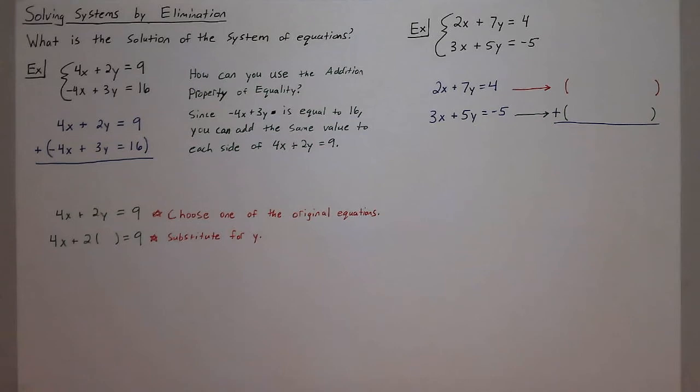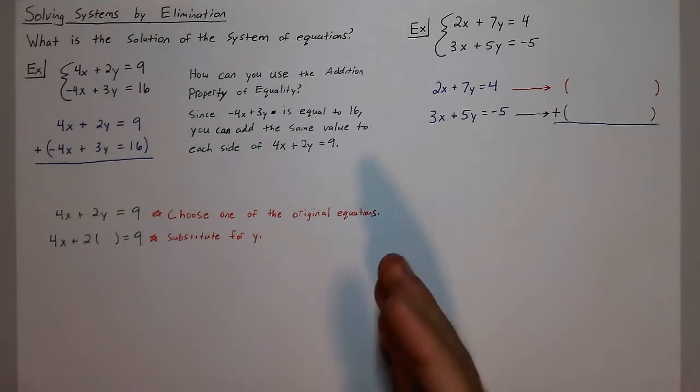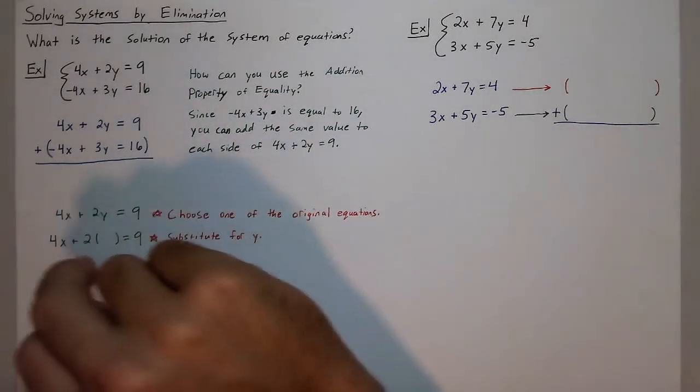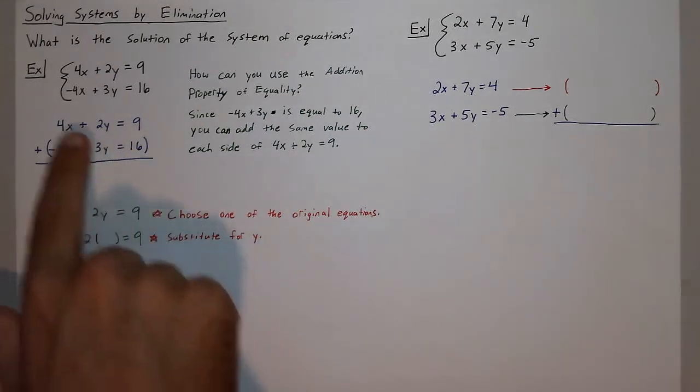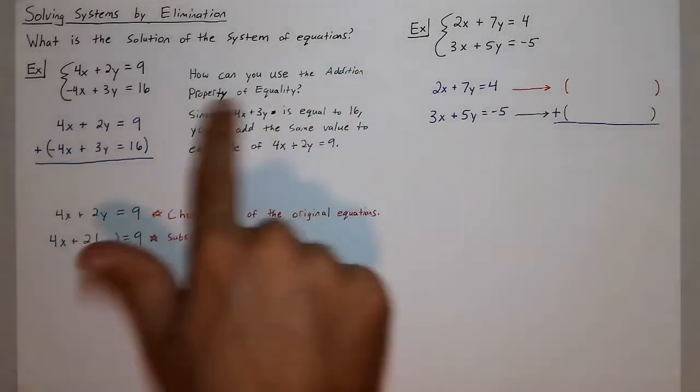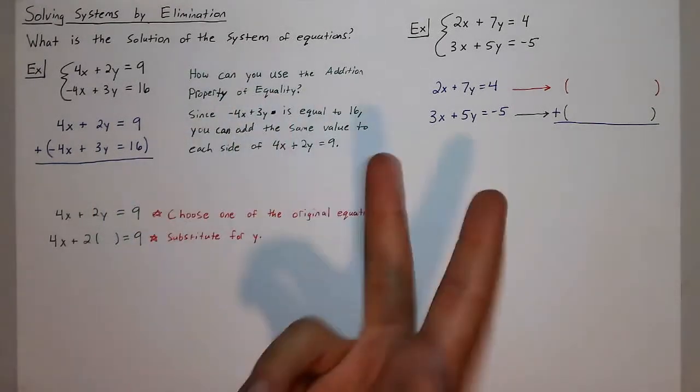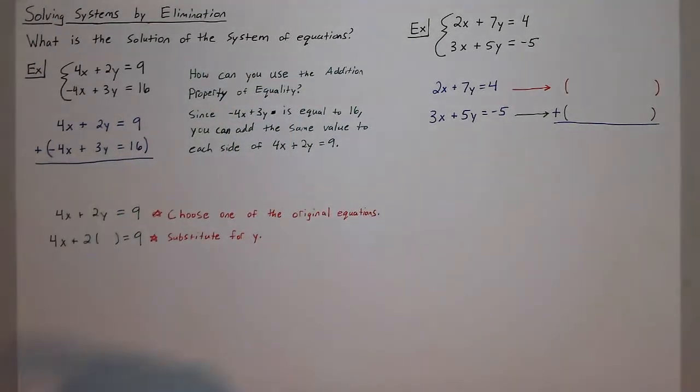In this video, we are going to learn how to solve systems by elimination. Essentially, this technique is adding equations together. The reason we can do this so easily is because according to the addition property of equality, as long as we add the same thing to each side of the equation, it should be equivalent.